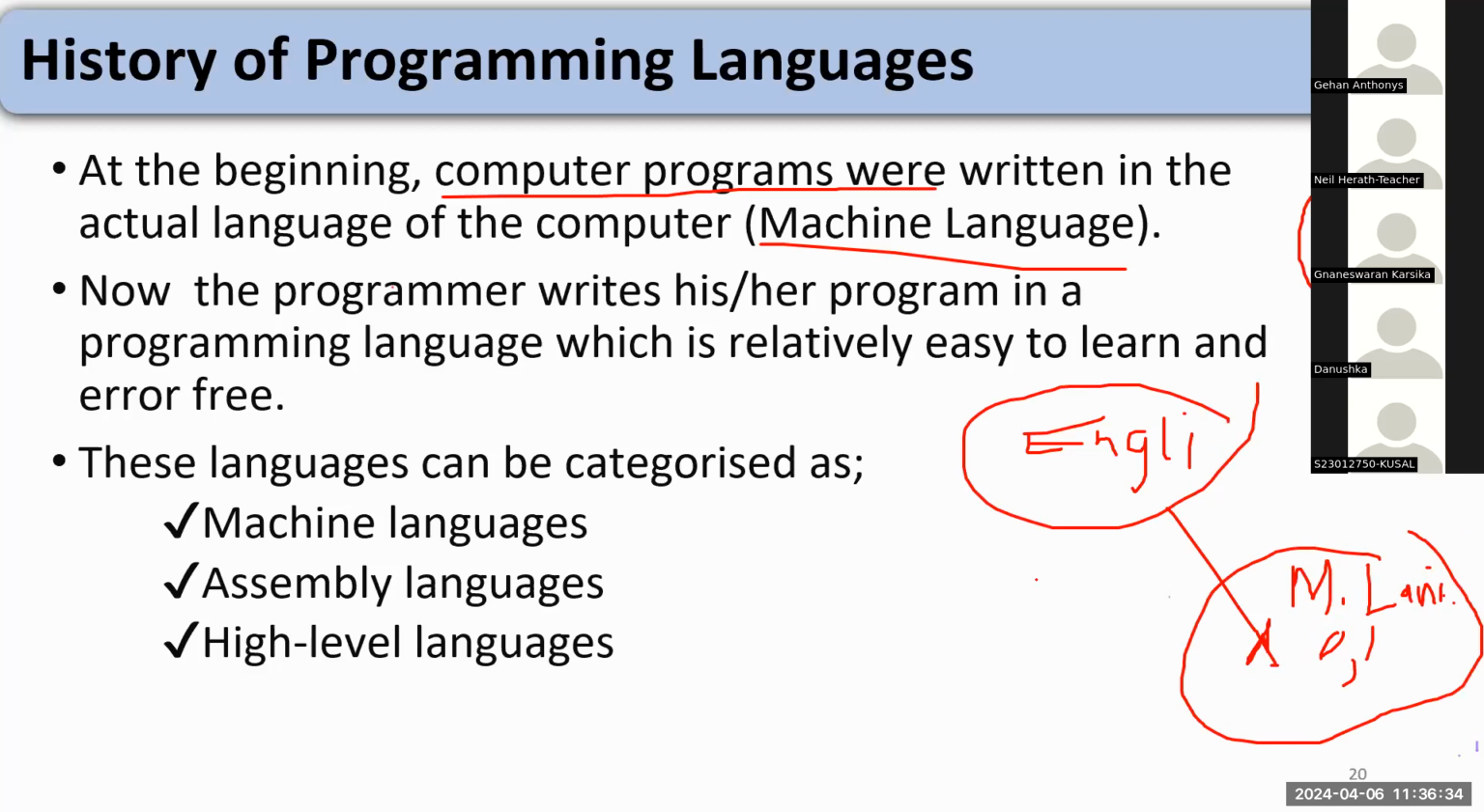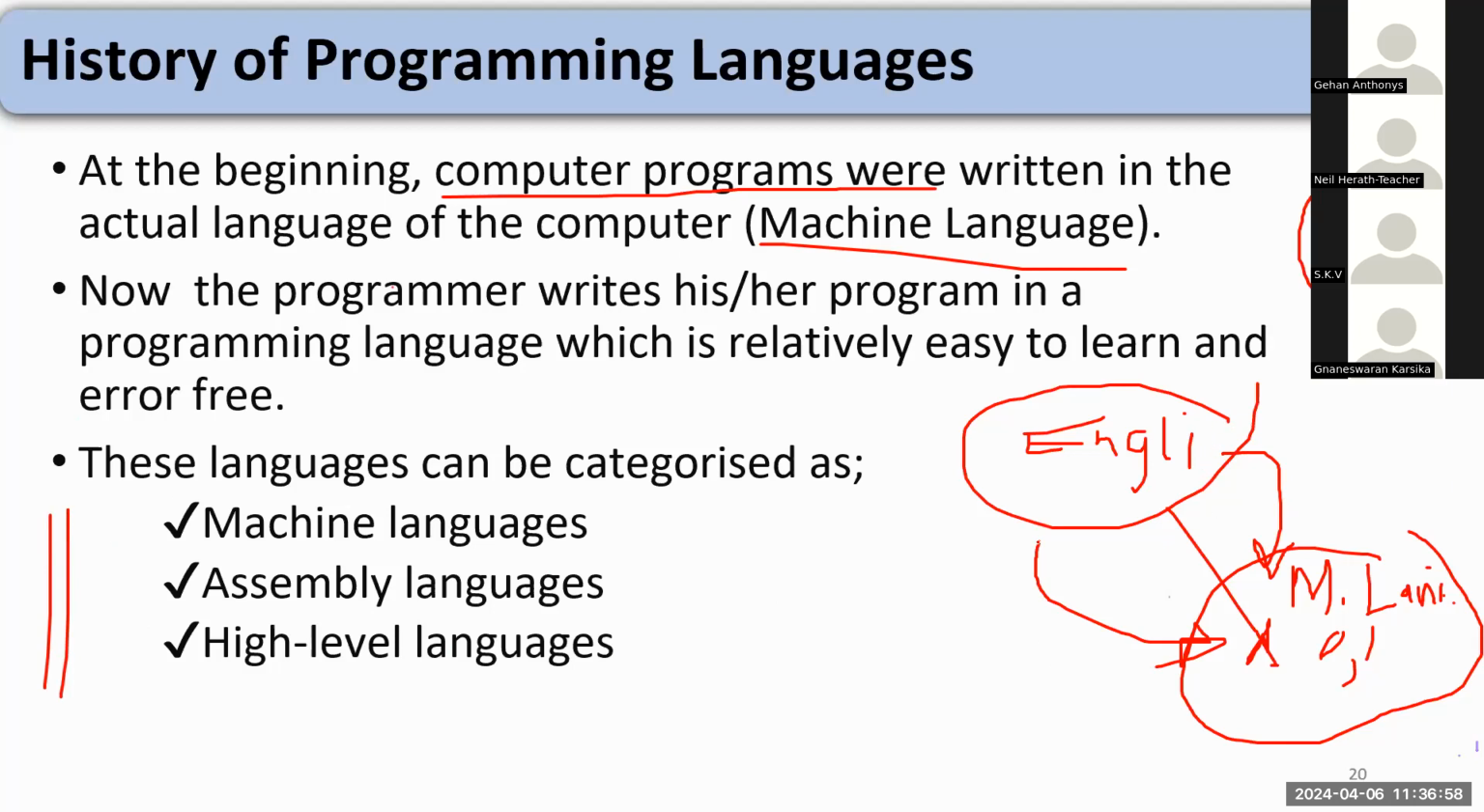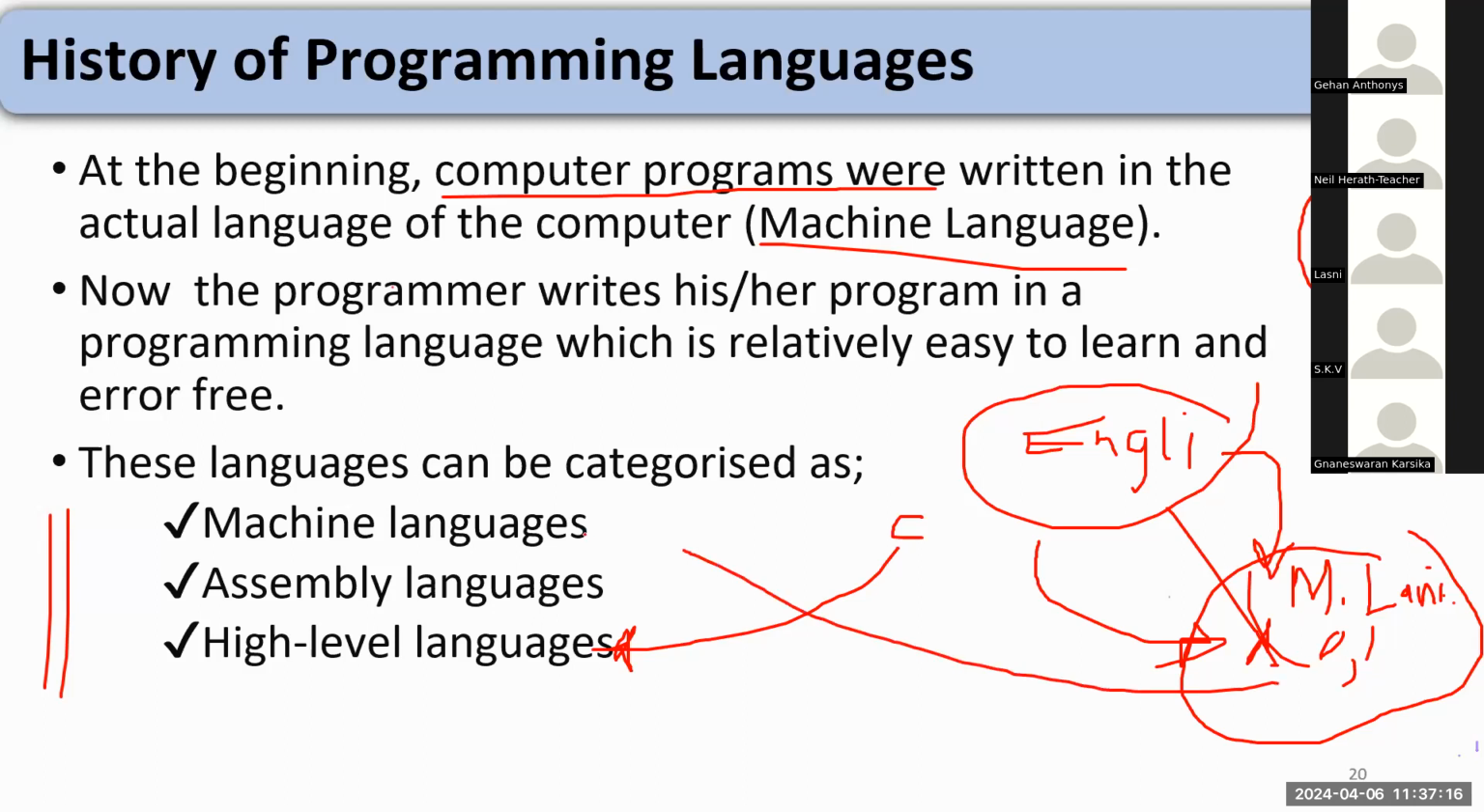So we need some kind of translator to convert it into this machine-understandable language. In that case, we generally use this kind of categorization. We write in the English language. According to this course, we are using the C language. There are so many languages, but C is a high-level language. The machine language, which I mentioned, is only zeros and ones.